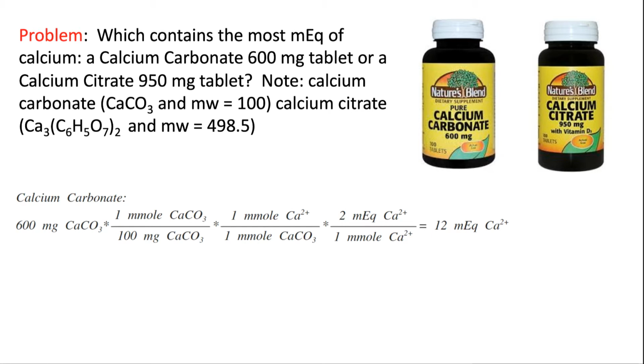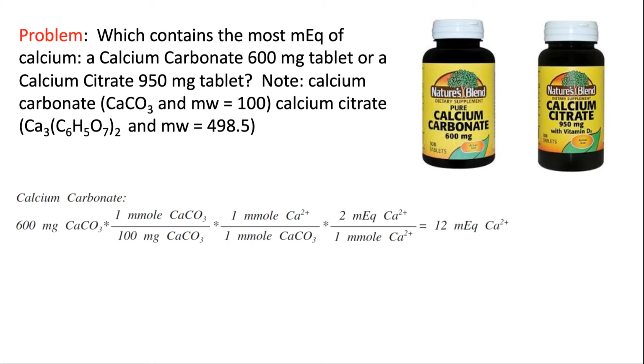Now we can finally convert that over to the milliequivalents by looking at the valence. And since calcium has a valence of positive 2, we would take the 2 for the valence and put it with the milliequivalents. So there are 2 milliequivalents of calcium for every 1 millimole of calcium. Millimoles of calcium cancel, and our final units would be milliequivalents of calcium. If you do the math from left to right, your numeric value should be 12. So essentially we say that one 600 milligram tablet of calcium carbonate contains 12 milliequivalents of calcium.